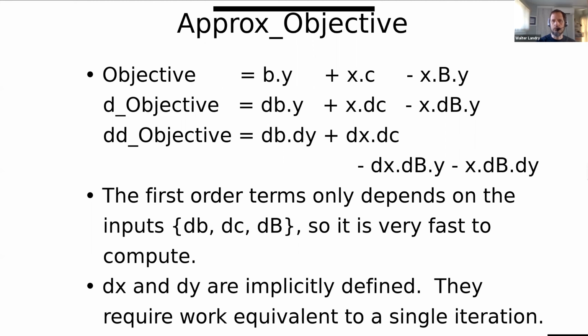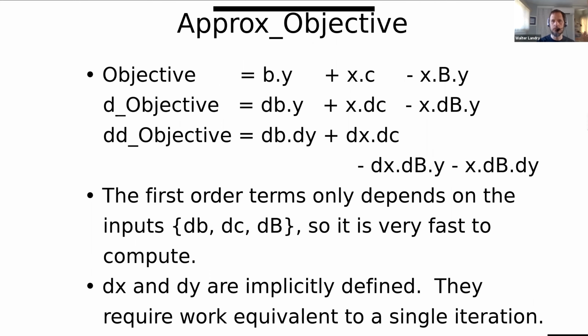So you can take a derivative of this and a whole bunch of things cancel out. And so you get a term like this. And then you can take another derivative, essentially, or variation, as it were. And you get something like this, all right, with all sorts of cancellations. And for the first order terms, this only uses dB, dC, and d capital B, which is what you gave to the program. And so it's very fast to compute.